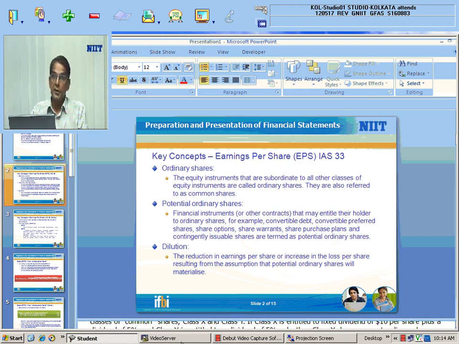So there are three very important concepts here under IS 33. One is the concept of ordinary shares, that means equity instruments which are subordinate to all other classes of equity instruments. Then potential ordinary shares, basically financial instruments or other contracts that may entitle their holder to ordinary shares. And dilution, the reduction in earnings per share or increase in the loss per share resulting from the assumption that potential ordinary shares will materialize. Based on these concepts, basic earning per share, diluted earning per share, etc. are calculated.